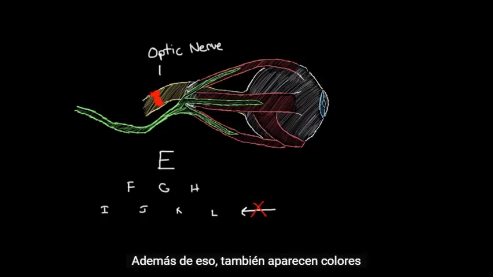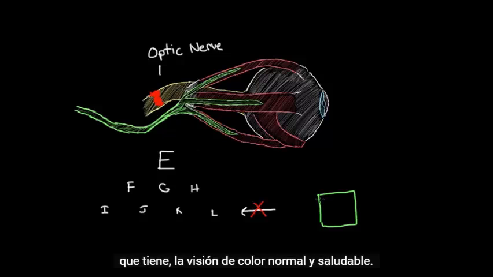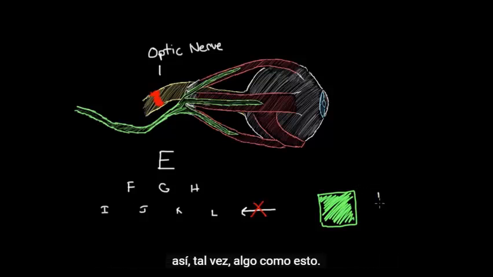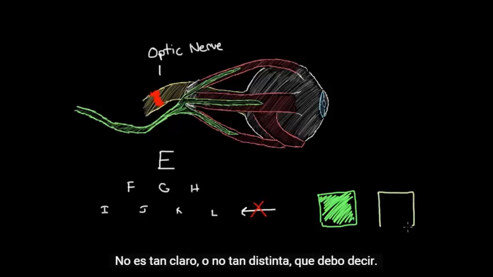In addition to that, colors also appear a little bit washed out. So let's say when you have normal, healthy color vision, you're looking at this green box, and it looks like this, right? But if you have multiple sclerosis, the green box may actually look a little bit more washed out. So maybe something like this, right? It's not as clear, or not as distinct, I should say.